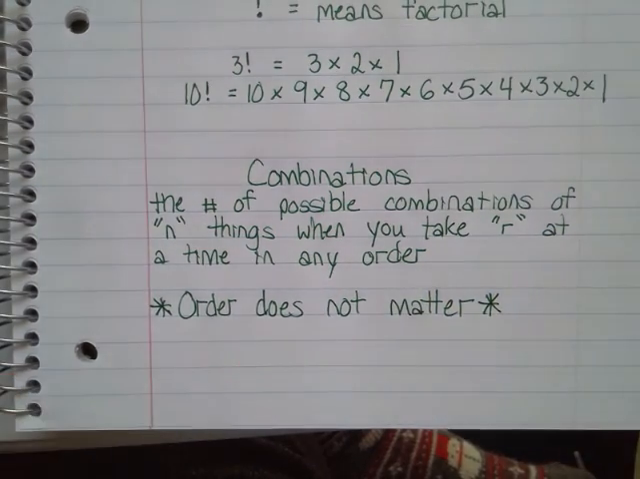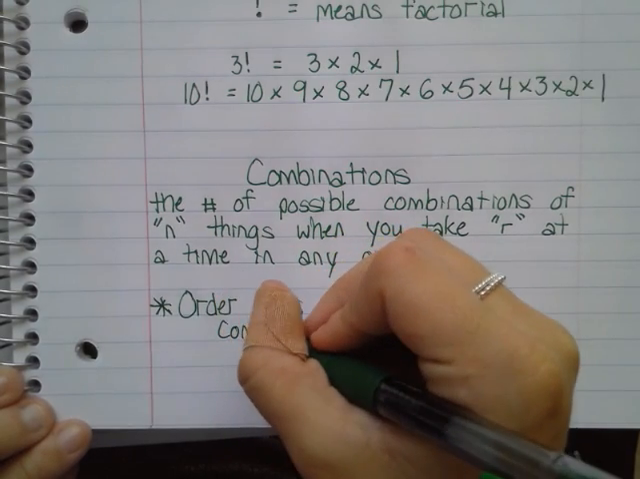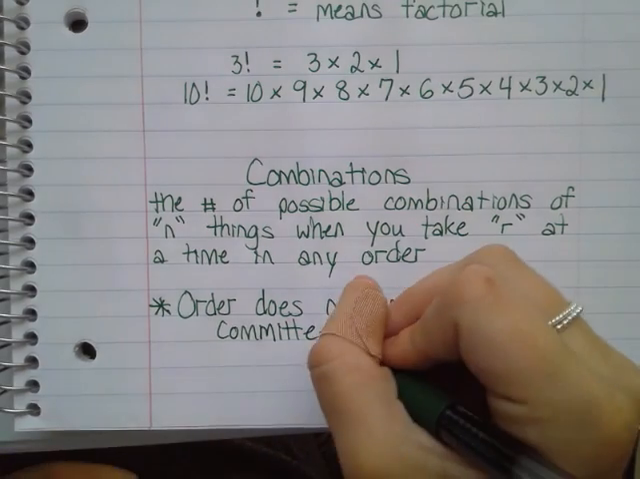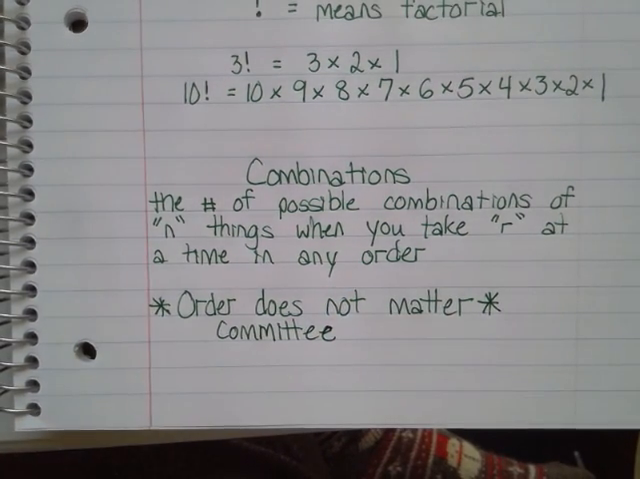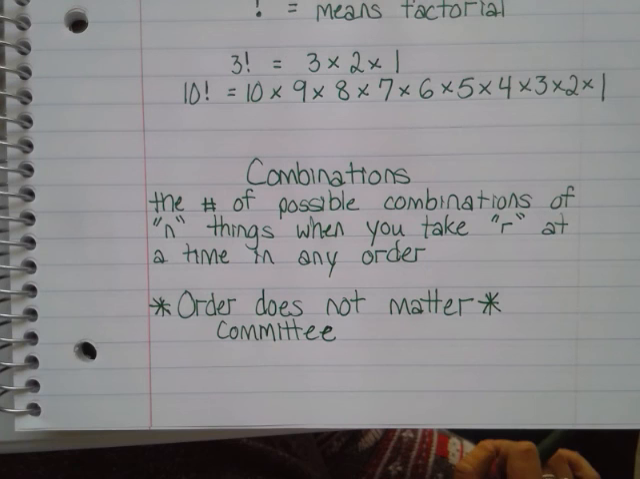So an example of this is a committee. So if you're picking 15 people out of 100 people that apply to be in the Grizzlies for Life group, you're taking 15, and it doesn't matter the order that they're picked in. Being picked first or last doesn't matter. So committee is a great description of a combination.